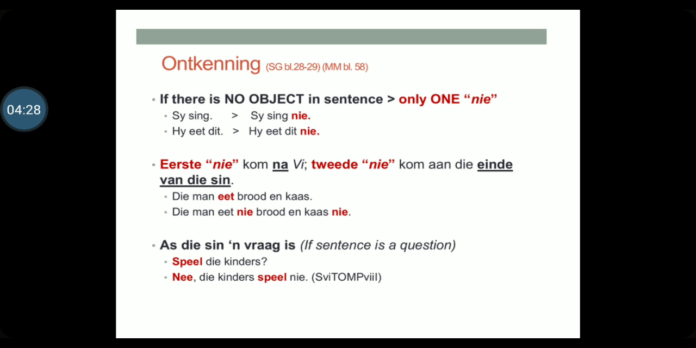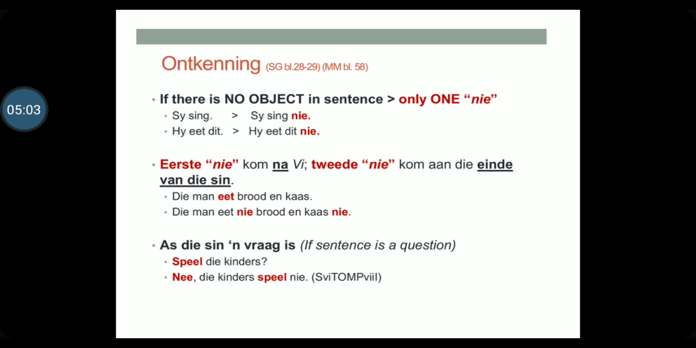Then if there is an object, there is going to be two nies. Okay, so two nies in the sentence. So for example, die man eet brood en kaas. Die man eet nie brood en kaas nie. So now there's two nies, right? So the first nie comes after the first verb in the sentence. After the first verb, the first nie comes in. And then at the end of the sentence, there is another nie, as you can see in red, okay?